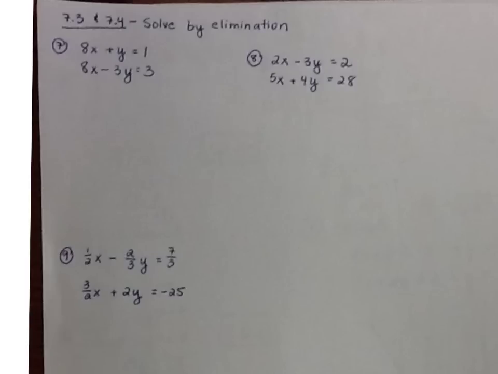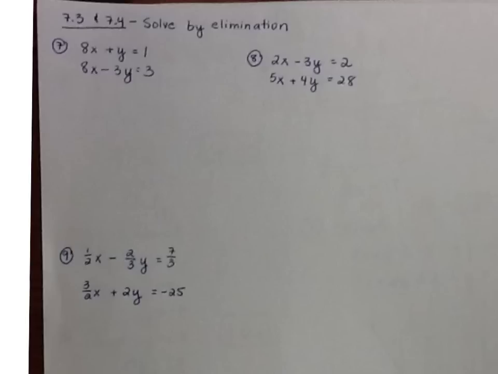Alright, now what we're going to do is look at sections 7.3 and 7.4 together. The reason we're doing this is they're both solved by elimination. If you look at number 7, for instance, we have numbers 7, 8, and 9 here. Look at number 7. If you look at the 8x, 8x, you don't have to multiply the equations by anything, excuse me. So it'd be actually better to go right to elimination for number 7.